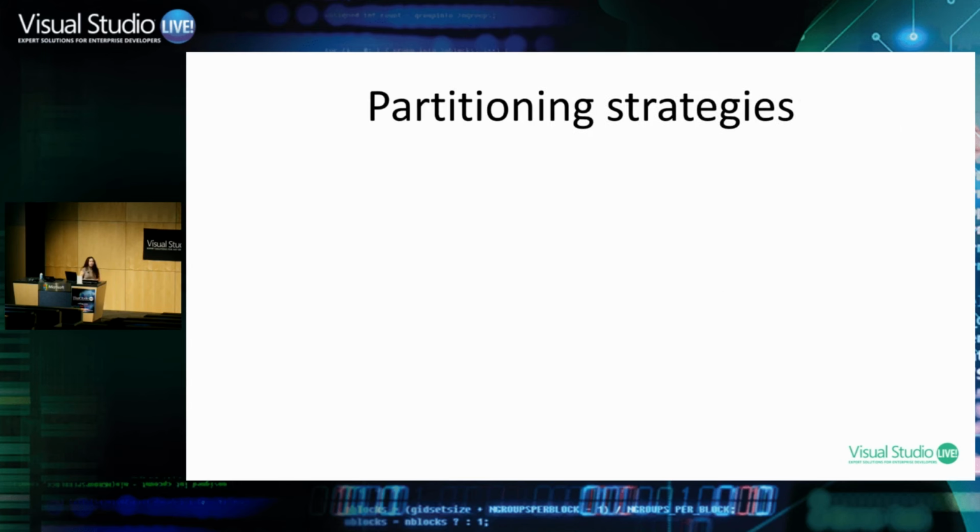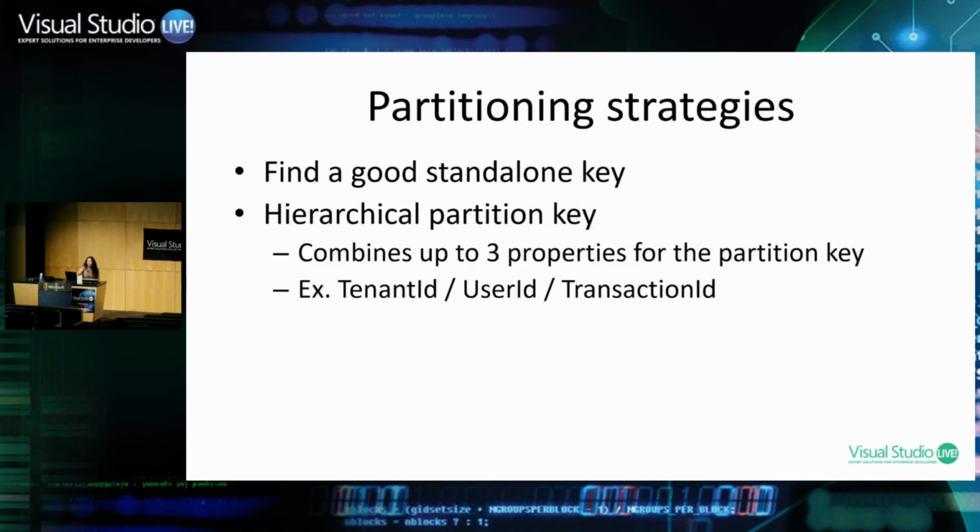There's a couple of strategies that you can choose when picking a partition key. The first one is finding a property that's a good standalone key by itself. So in this example, device ID is probably going to work out. But what if I have a multi-tenant application or some application where I can't pick one good key? We have a feature called hierarchical partition keys, which allows you to combine up to 3 properties, and these 3 properties together make up the partition key.